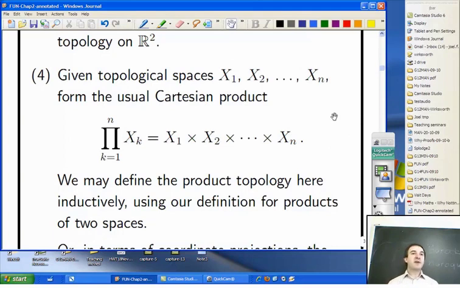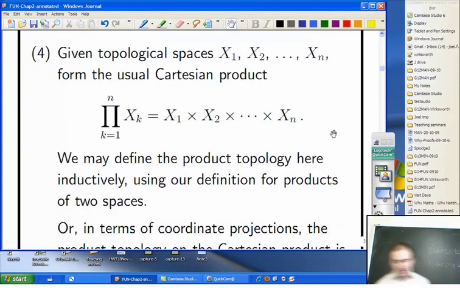Then you can do the same for finitely many spaces. You can either do that by taking a product of two and then take the product of that with the third, and then the product of that with the fourth, and so on, and that will give you finite products that way. Or you can do it all in one go and just say these are n-tuples, so these are a bit like vectors with n coordinates, except that there's no addition or anything. It's just that the first coordinate is an x1, the second coordinate is an x2, and so on, and the last coordinate is an xn.